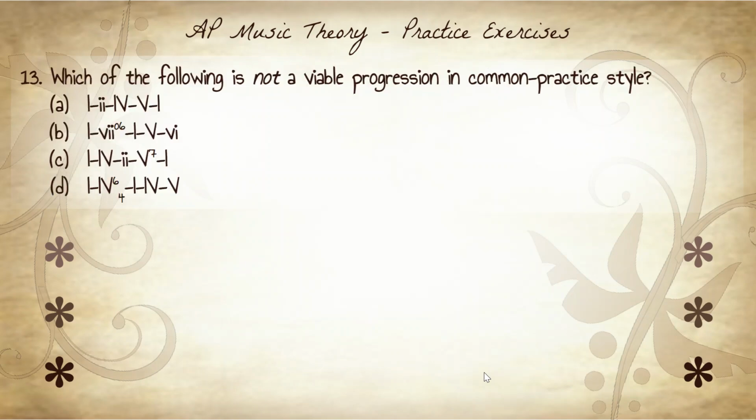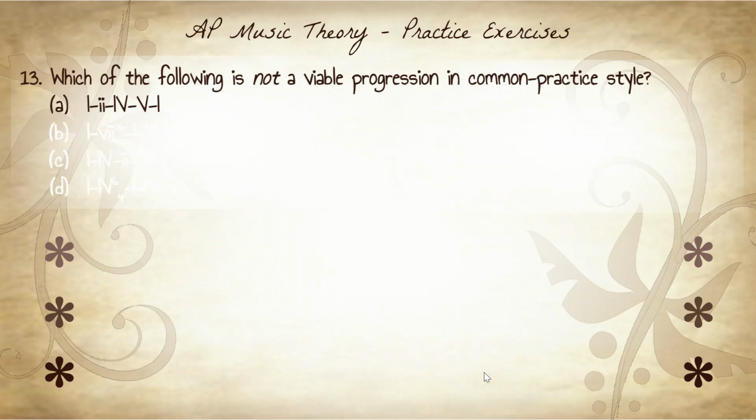Question 13. Which of the following is not a viable progression in common practice style? Is it A, B, C, or D? Correct answer is A. Tonic to supertonic to subdominant to dominant to tonic is not a viable progression in common practice because the supertonic does not go to the subdominant. It is considered retrogression.